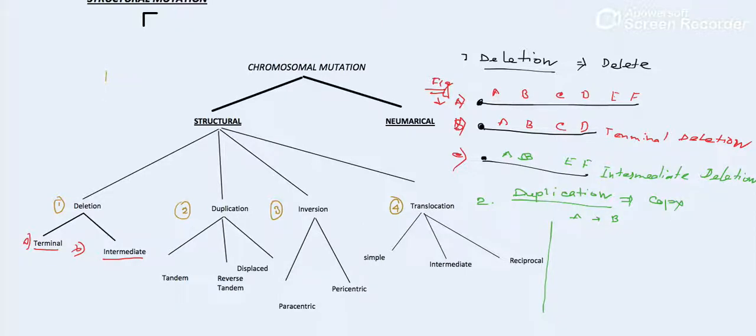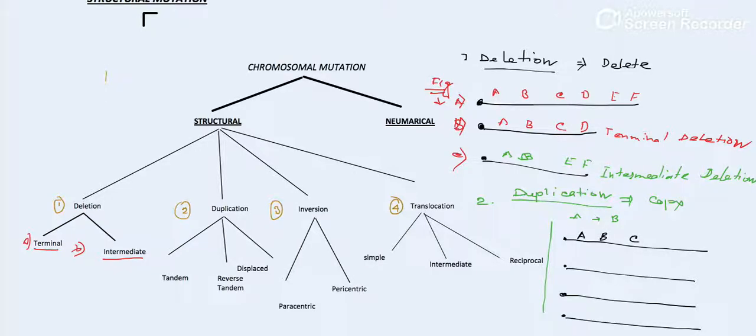called duplication. Now from this discussion we can say duplication is of three types: tandem, reverse tandem, and displaced duplication. And if the normal arrangement of genes is A, B, C, D, E and F, this is the normal arrangement of a gene.